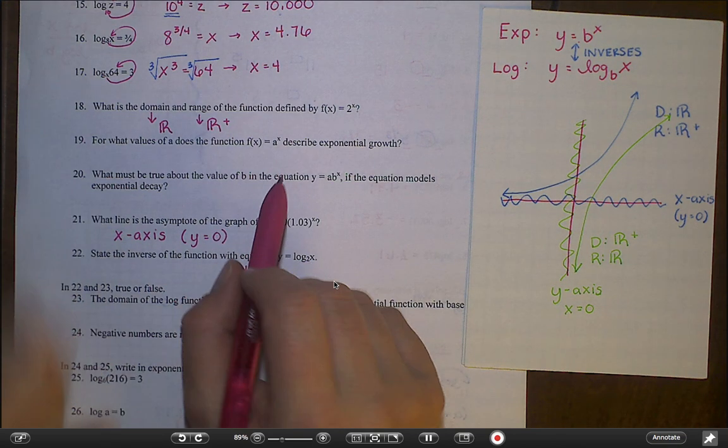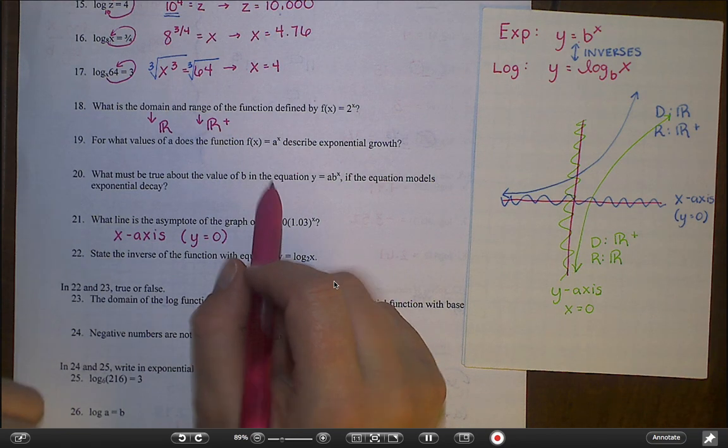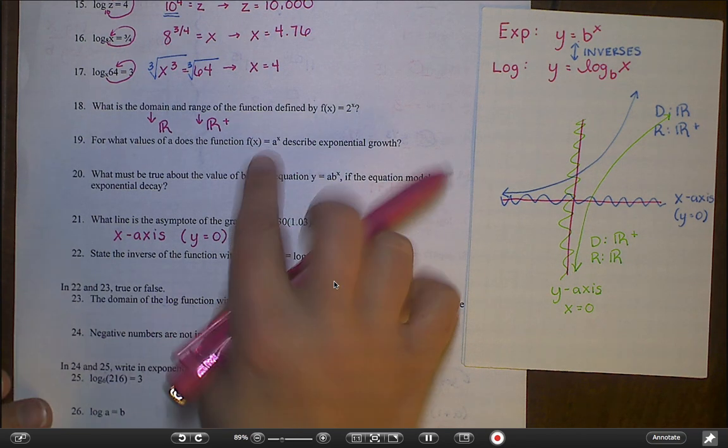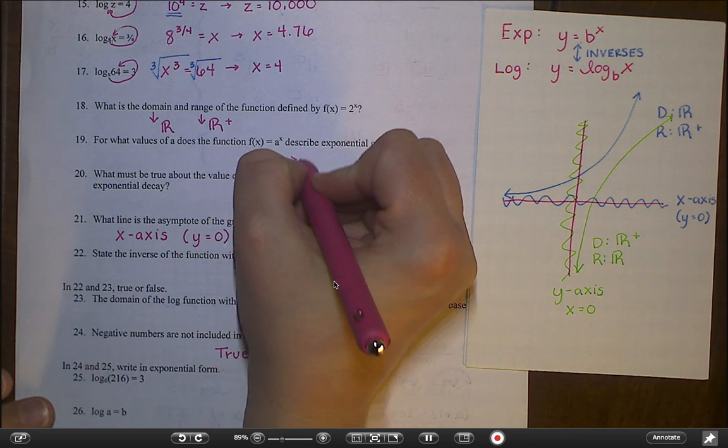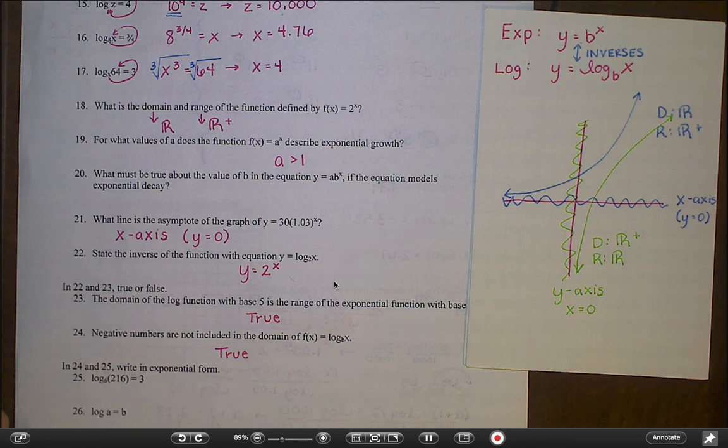Growth happens when you multiply by something larger than 1. So the way this is written, if I wanted this to be growth, I would need A to be greater than 1. Not equal to 1, but it needs to be bigger than 1, because multiplying by something larger than 1 makes something get bigger, okay? If it was decay, it would be less than 1, but still not negative. We're talking decimals, fractions, things like that, okay?